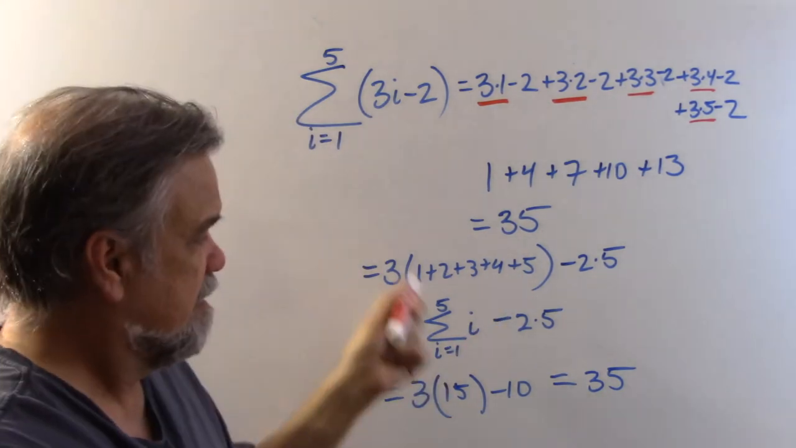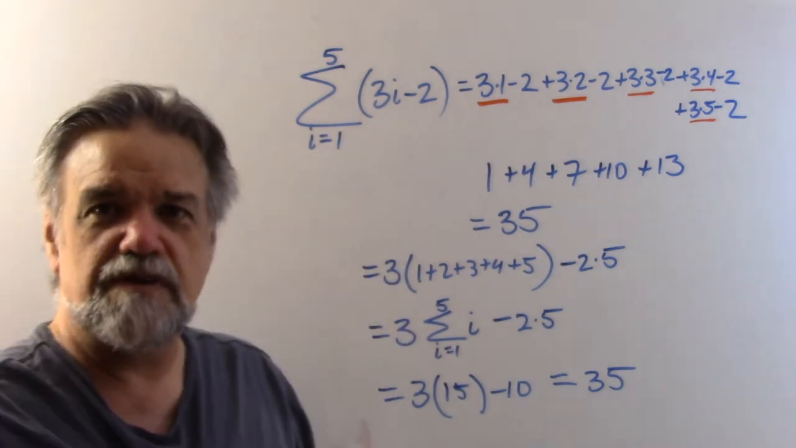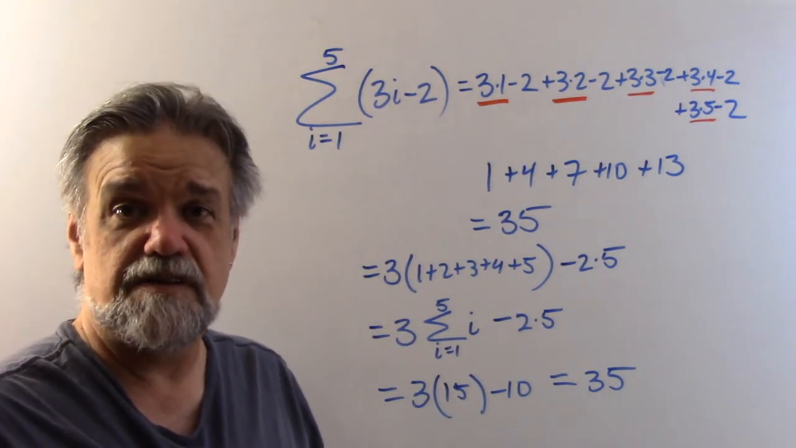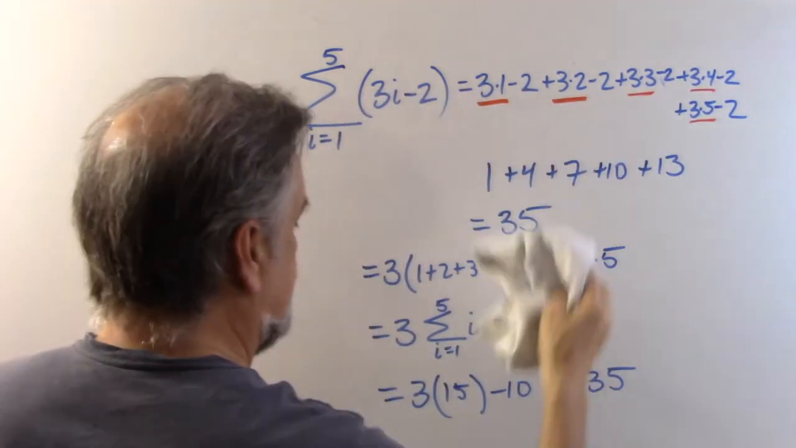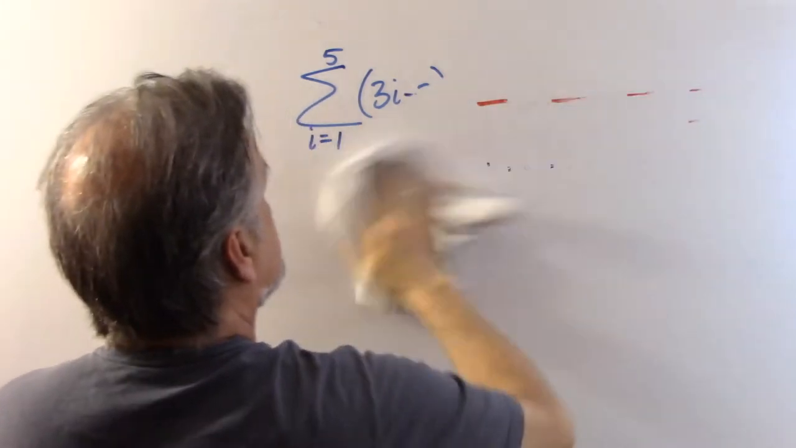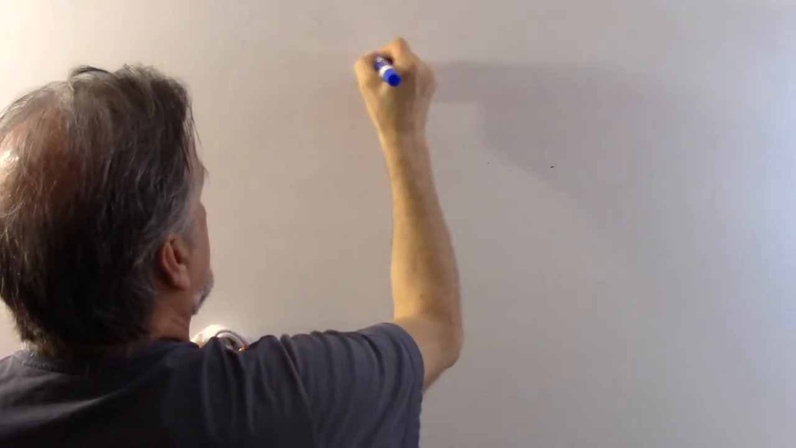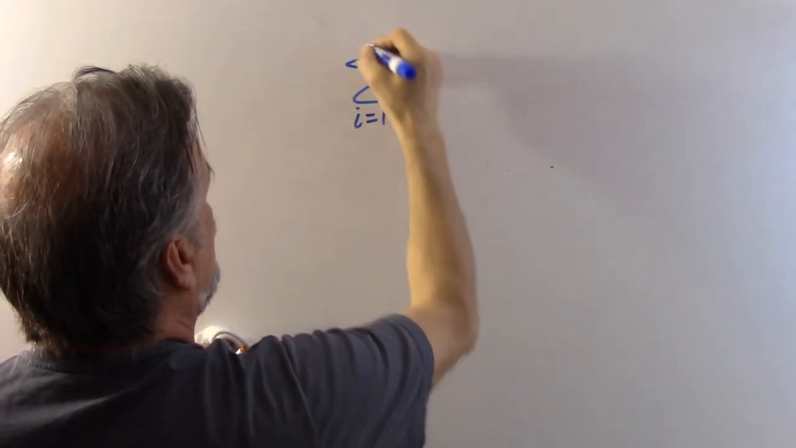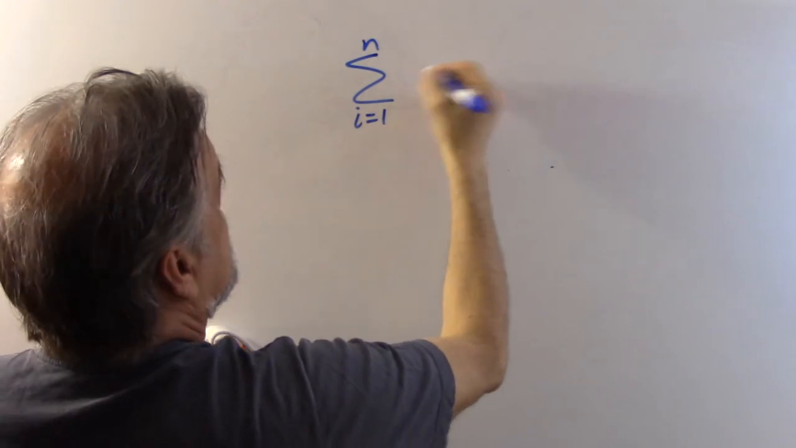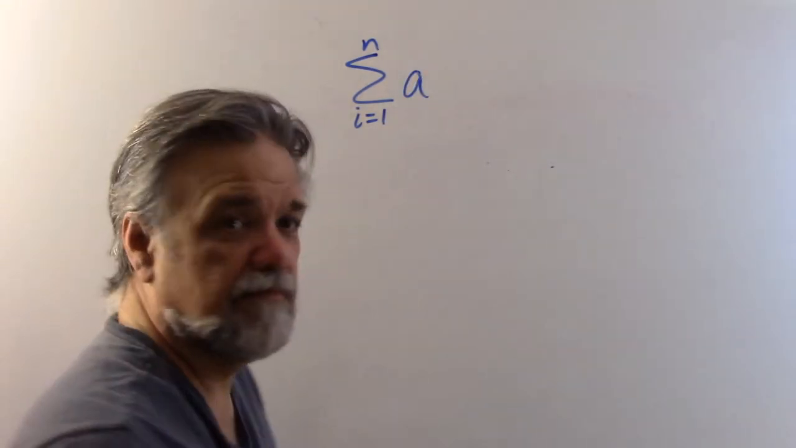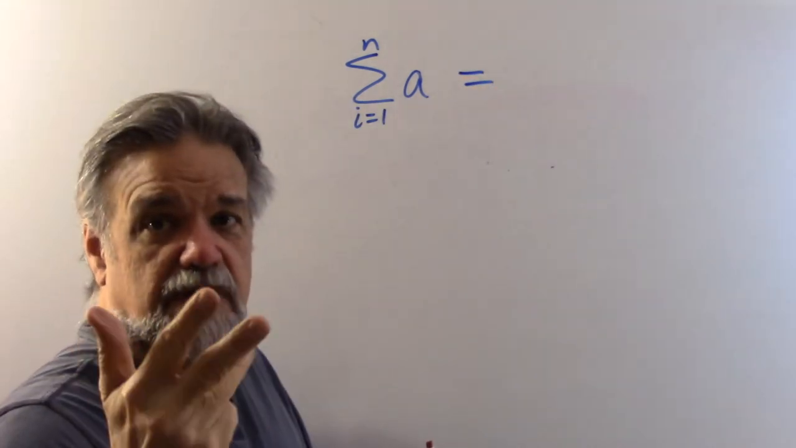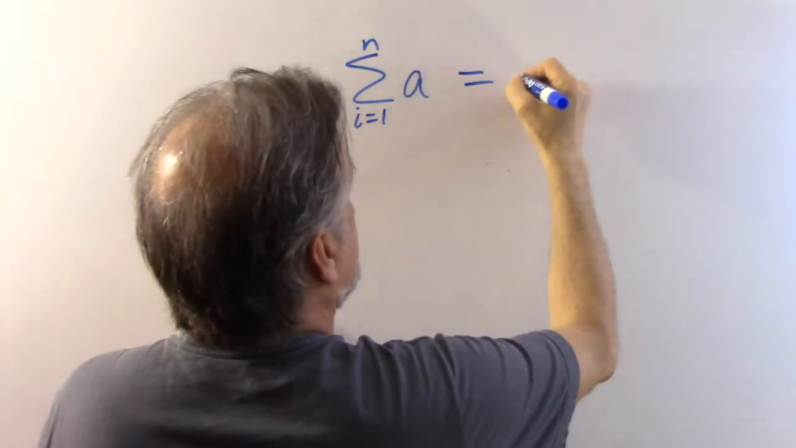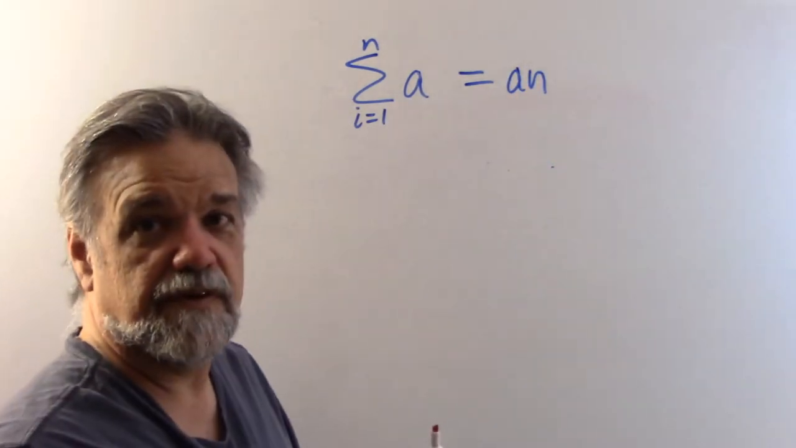But you'll notice here I was able to group things in a way that sometimes is going to make it easier. Sometimes it's really not going to help much at all, but a lot of times it will make it easier. And I want to generalize now and just show you a couple of properties. One is, if you have the sum as I goes from 1 to n of some number a, like we had 2 a second ago, that's just going to be a plus a plus a plus a plus a, n times. So that's just going to be a times n. That's one thing.